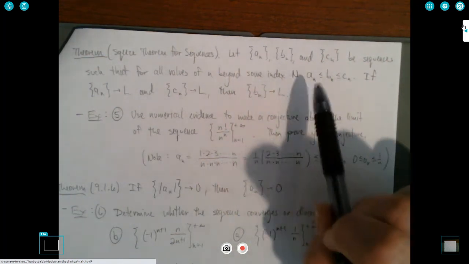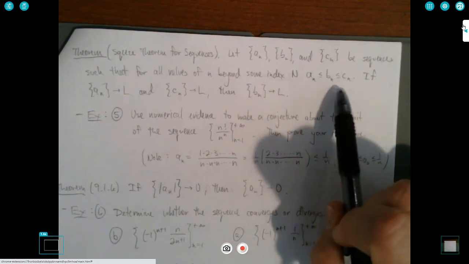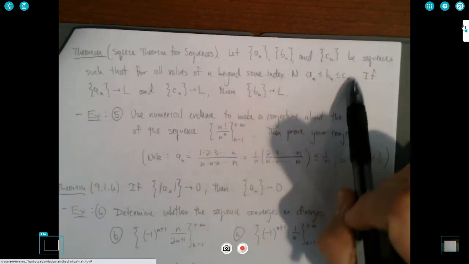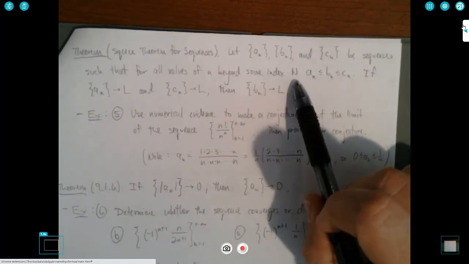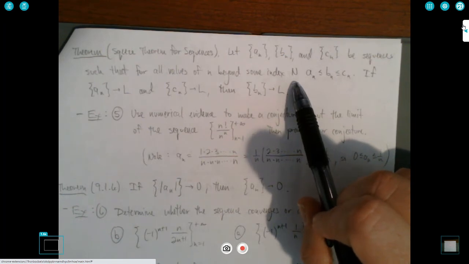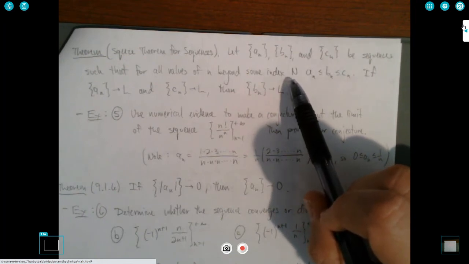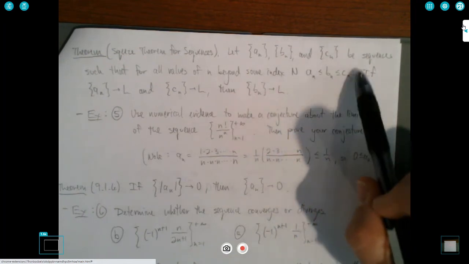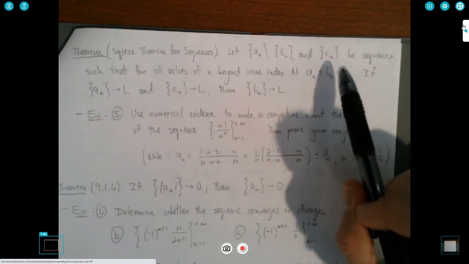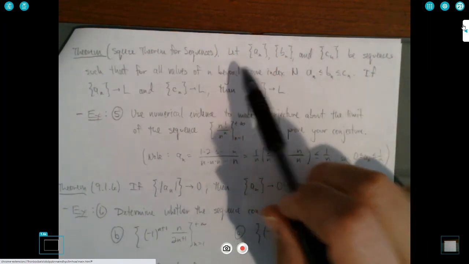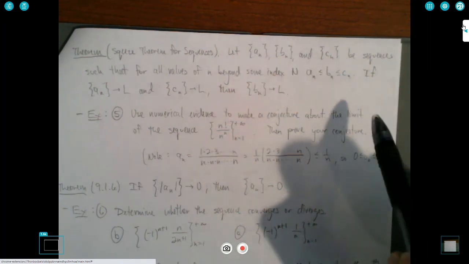In other words, what we're saying is that maybe for the first few terms of the sequence, this relationship doesn't hold. But once you get out past, say, the 100th term of the sequence or the 257th term of the sequence or something, this holds for all values beyond that. So suppose that that's the case.